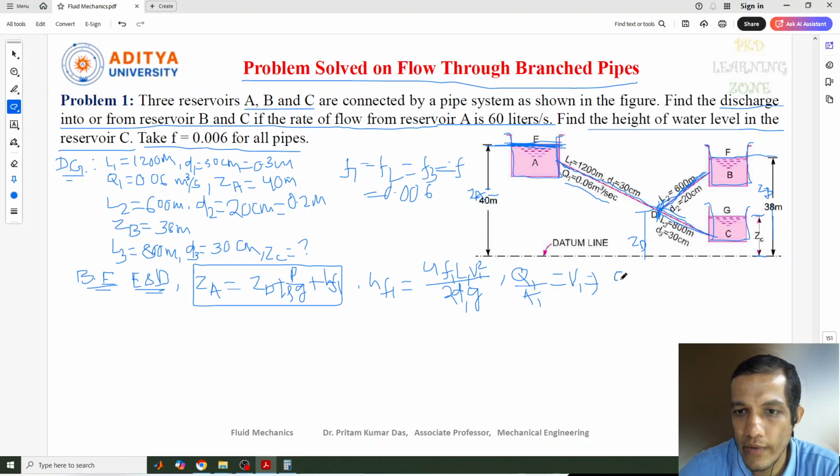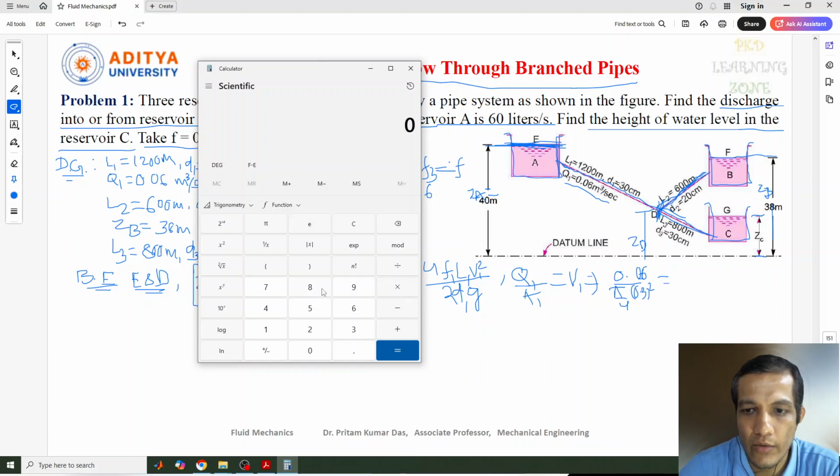What is the Q1 value? Let's write this 0.06 divided by pi by 4 D square. This is pi by 4, D square is 0.3 square, the diameter. Okay, now let's take the help of this calculator. So 0.06 into 4 divided by pi, equal to this much, again divided by 0.3, equal to 0.3139.